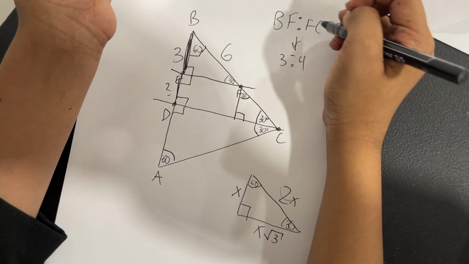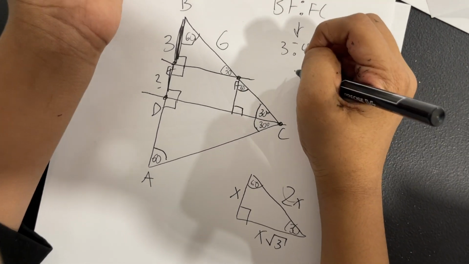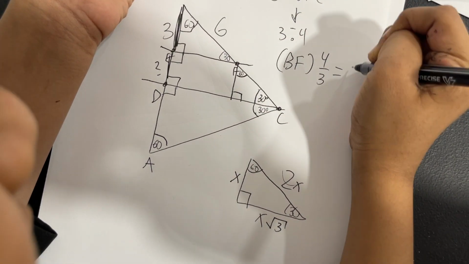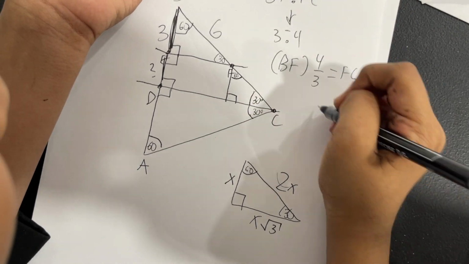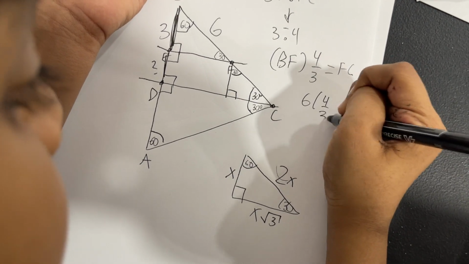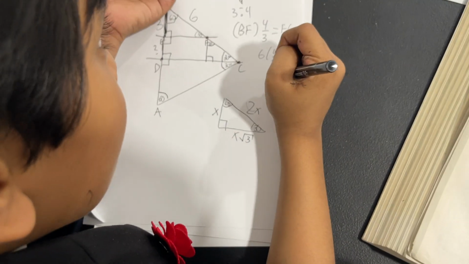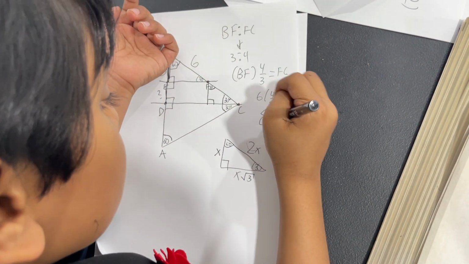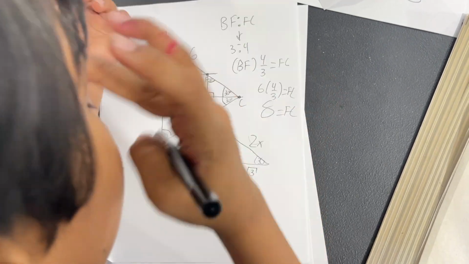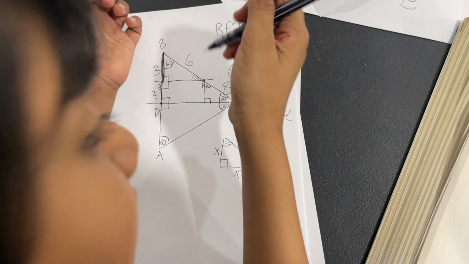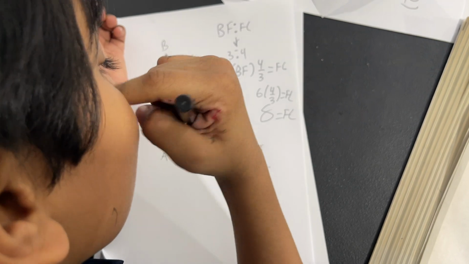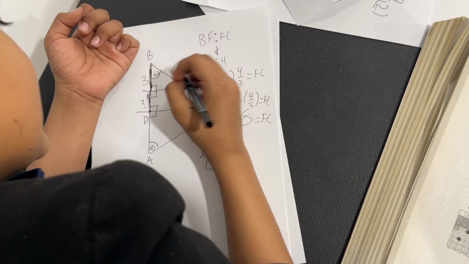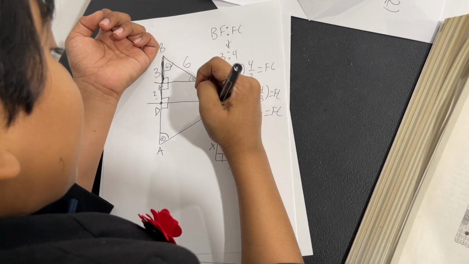And we know BF compared to FC. So we have to multiply BF by 4/3 to get to FC. BF is 6. 6 times 4 over 3 is, I believe, 8. So that means that this is 8. This diagram is not to scale, I promise you. So don't be alarmed that 6 appears to be bigger than 8.